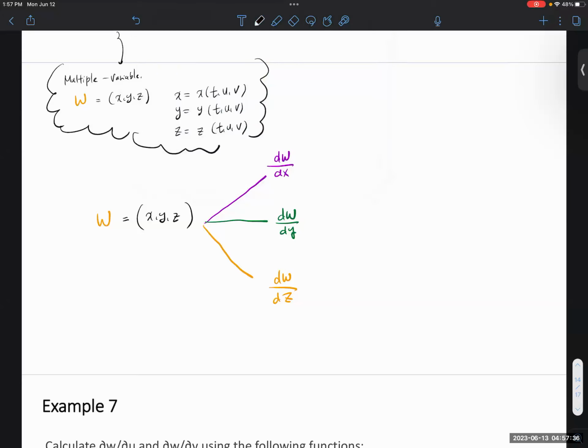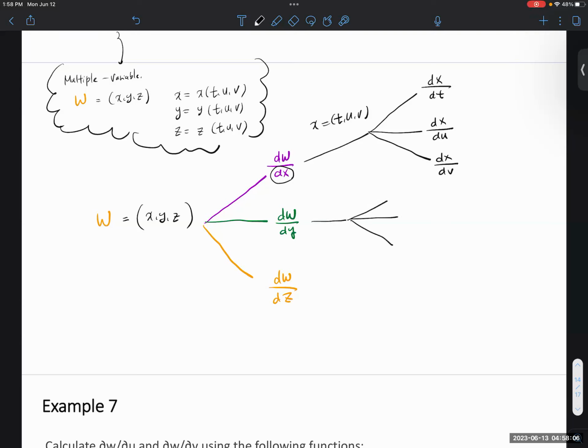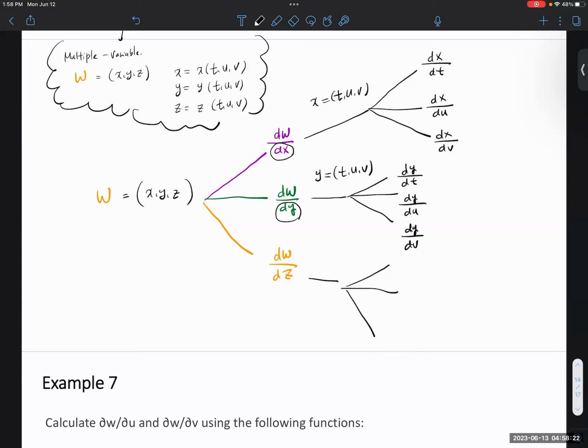Now, what do you guys think? Here, x is a function of t, u, v. That's why you have another 3 branches: dx over dt, dx over du, dx over dv. Am I good? Here, same thing: y has 3 variables t, u, v, so dy over dt, dy over du, dy over dv. Better? The last one, you have another 3 branches because z also has 3 variables: dz over dt, dz over du, dz over dv.